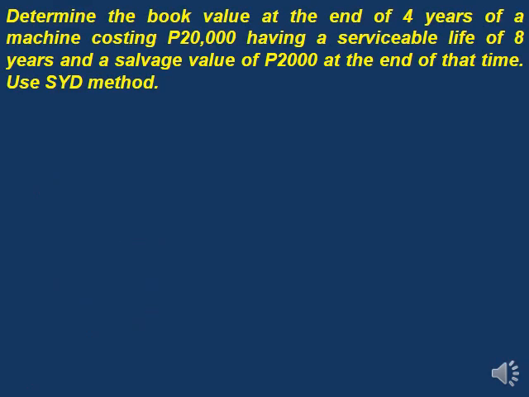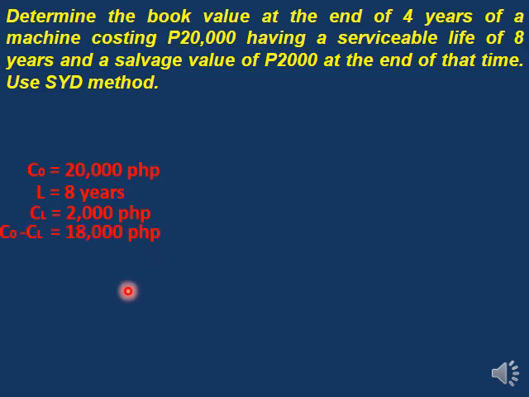Okay, let's try this. Determine the book value at the end of 4 years of a machine costing 20,000 pesos, having a serviceable life of 8 years and a salvage value of 2,000 at the end of that time. Use the SYD method. The cost of the machine is 20,000, life 8 years, salvage value 2,000. The cost of service is 20,000 less 2,000, 18,000.